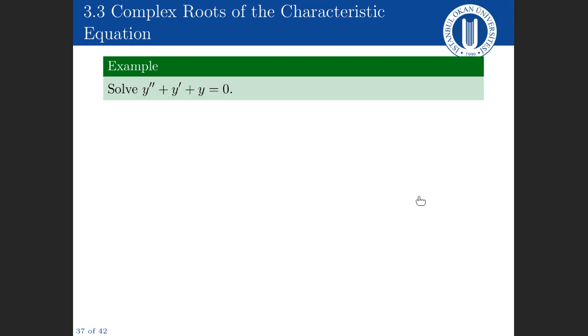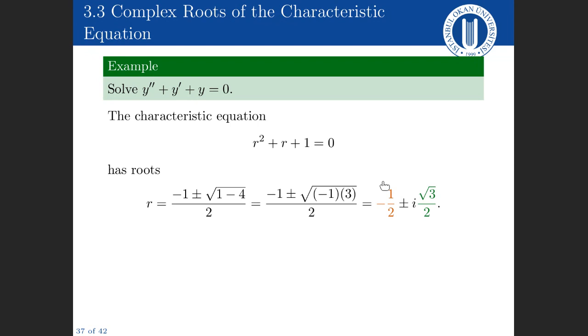Let's do one. Solve y double prime plus y prime plus y is equal to 0. First, we write down the characteristic equation. What numbers do we have? There's the number 1, plus 1, plus 1. So the characteristic equation must be 1, 1, 1: 1r squared plus 1r plus 1 is equal to 0.